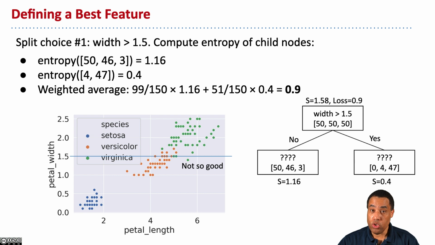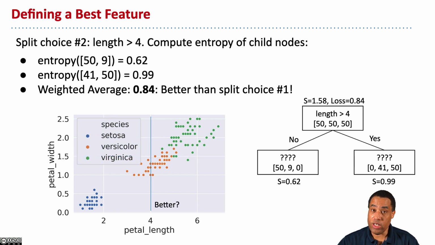So our first split choice is with width greater than 1.5. Let's compute the entropy of the child nodes here. The entropy of our node on the left, with our split 50, 40, 46, and 3, is going to be 1.16. The entropy of our node on the right, with 0, 4, and 47, is going to be 0.4. So the weighted average will be 99 over 150 times our 1.16 on the left, and on the right we have 51 samples, so 51 over 150 times 0.4. So we end up with a weighted entropy of 0.9.